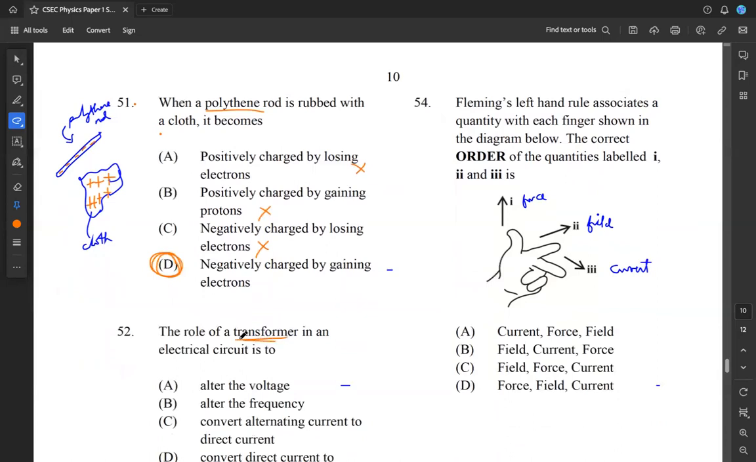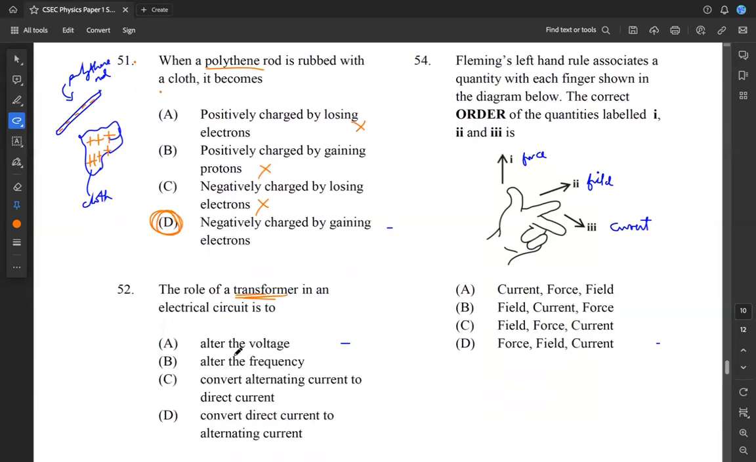Again, remember we just did a question about this when they asked what would happen in a particular case. Now for a transformer in general, we use a transformer in an electric circuit to do what? To alter the voltage, right? We can either step up or step down our voltage based on the number of turns that we start with and that we end with. So the answer for 52 is A.